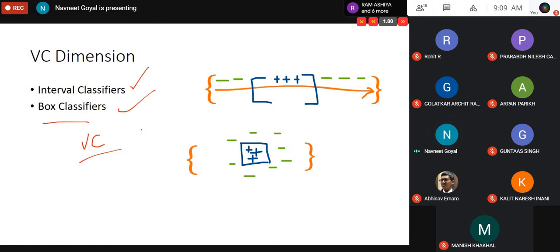Suppose now I look at 4 points. Let us see if we can shatter them using union of two intervals. Let me give you a situation: plus, minus, plus, minus. Can I shatter this particular situation? Yes, we can. So can you give me a situation with 4 points for which I don't have a solution?